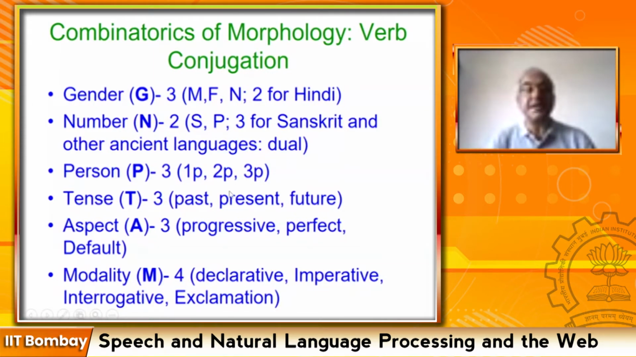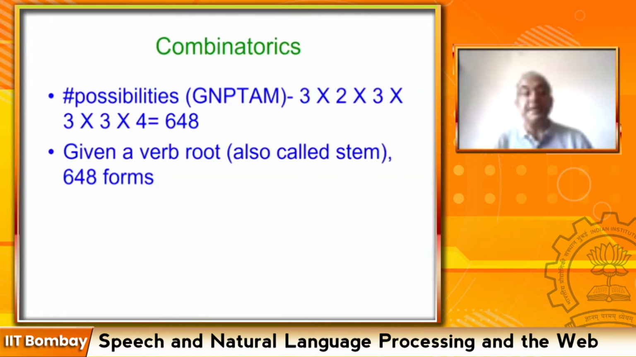Person are 3: first person, second person, third person. Tense can take 3 values: past, present, and future. Aspect can take 3 values: progressive, perfect, and default. Modality can take at least 4 values, but there are languages where it can take more. So declarative, imperative, interrogative, and exclamation. So we record these attributes and the number of values they can take. And then we see that there is a combinatorial explosion possibility.